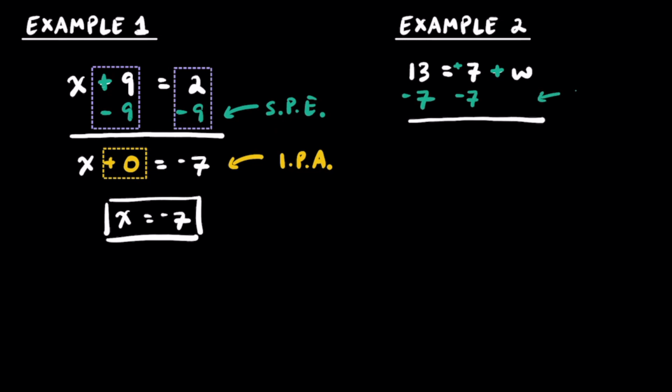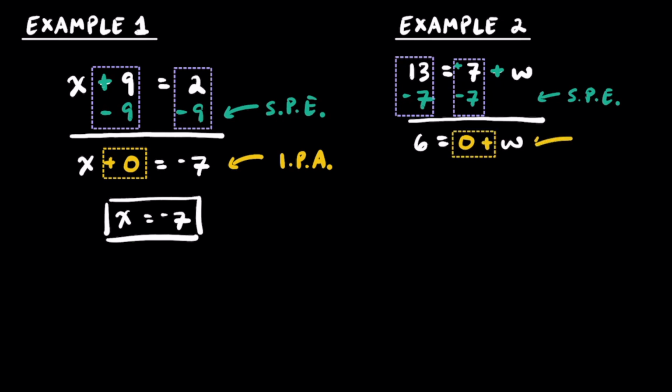By doing so, we're using the subtraction property of equality. On the left side, 13 minus 7 is equal to 6. On the right side of the equation, this plus 7 and minus 7 will combine to make 0, and we'll have 0 plus w on the right side.